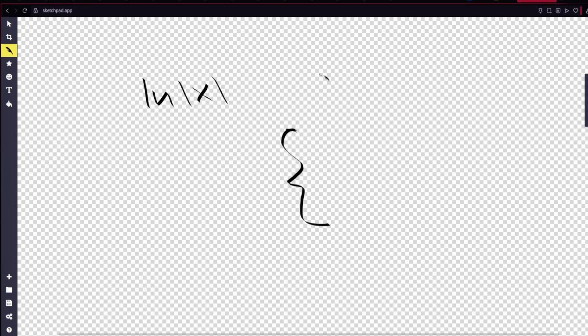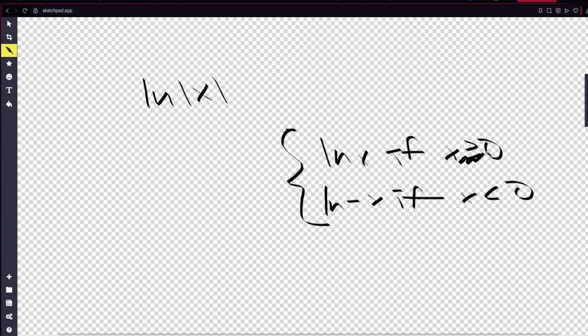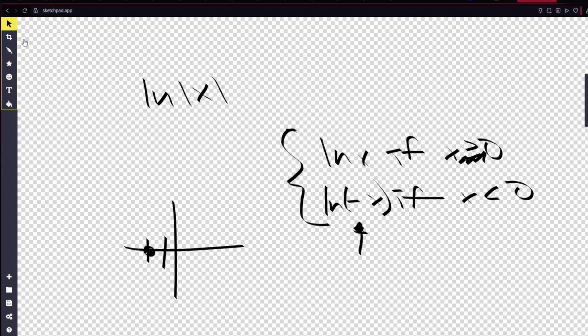number, but it's okay. So the piecewise is going to be ln x if x is greater than 0, and it's going to be ln negative x if x is less than 0. Also, I probably shouldn't put the equal sign because it can't equal 0. The reason it's ln negative x is because when you plug in a negative number, the negative times the negative becomes positive, and then you can take the ln of that because it's the same thing as absolute value.